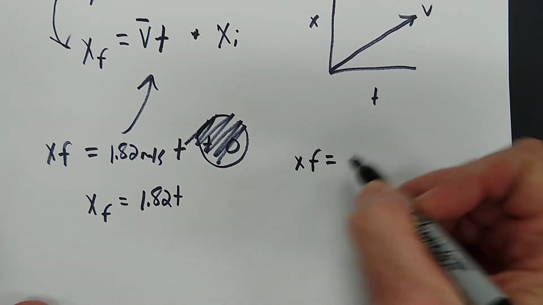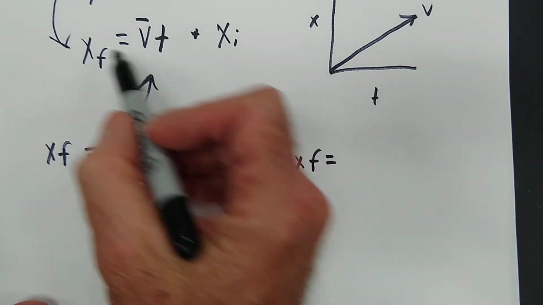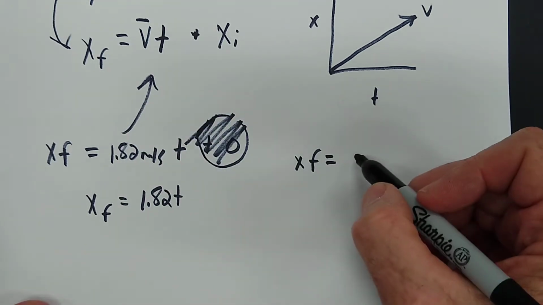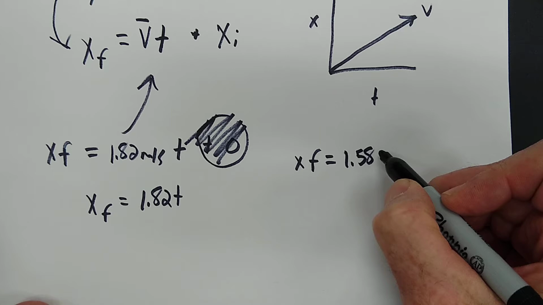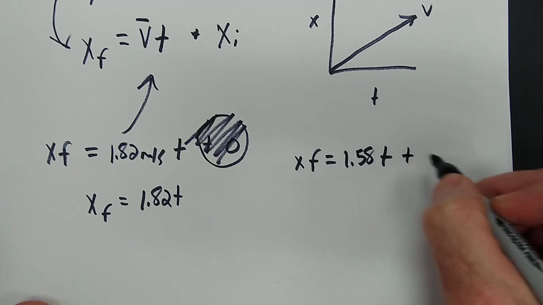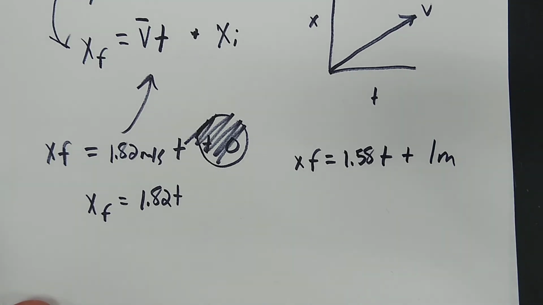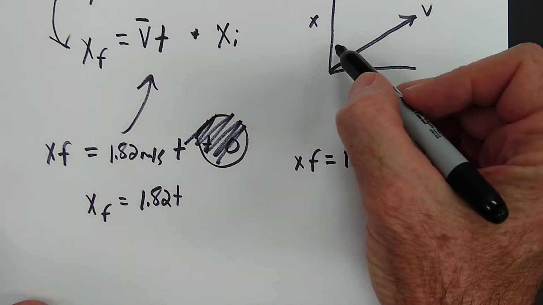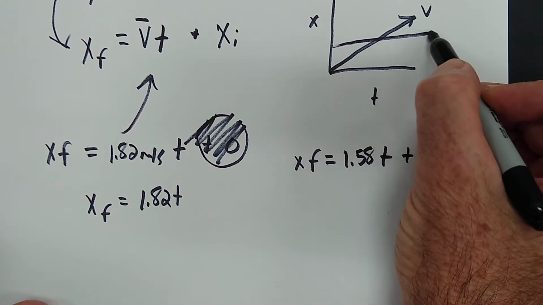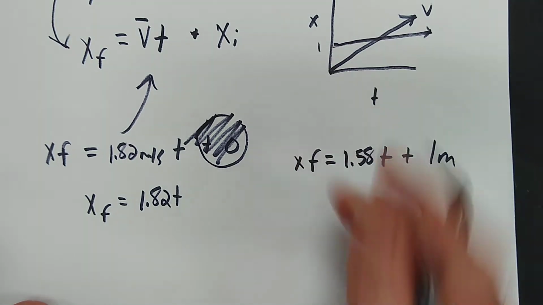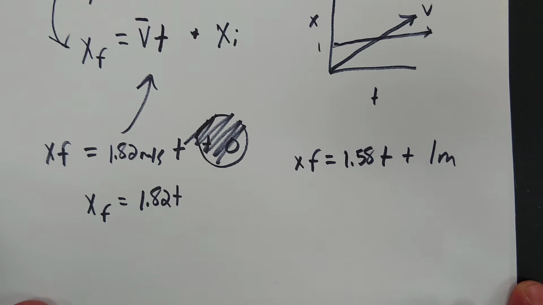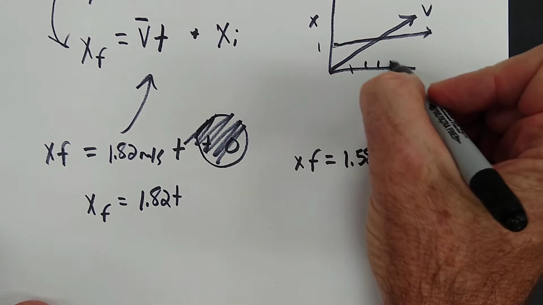xf is equal to vt. The velocity of the white car is 1.58 meters per second. t is the amount of time. And guess what? The white car has a 1 meter head start. So having a 1 meter head start and being slower means that its line is going to be a little bit flatter, and it's going to start up here at 1 meter. Here's our time going by.